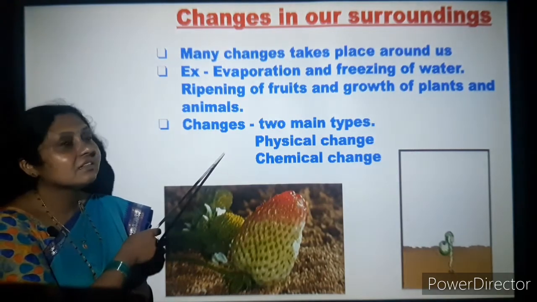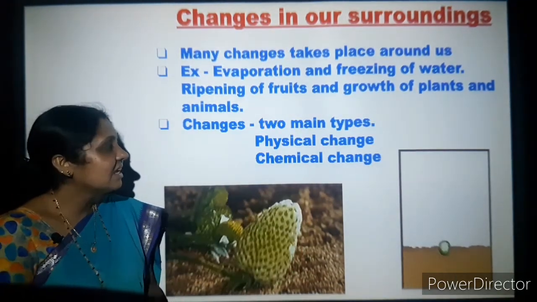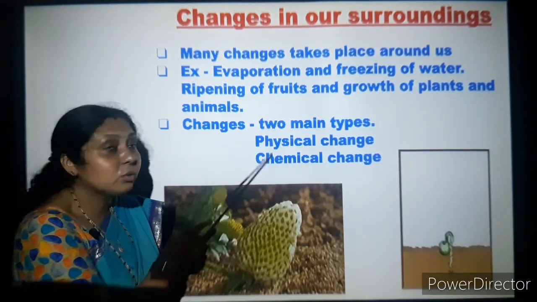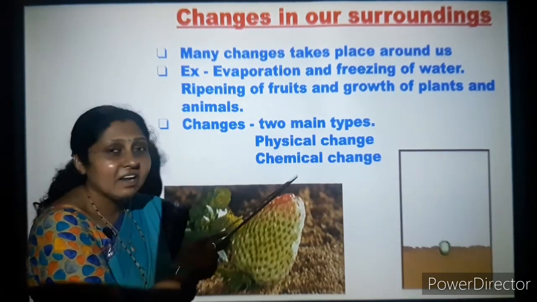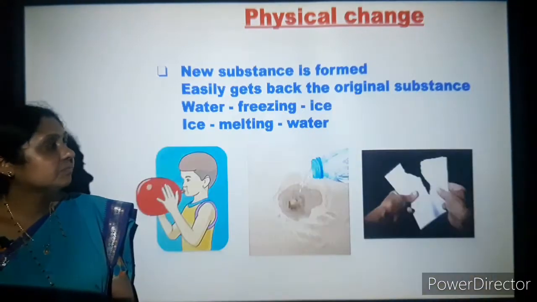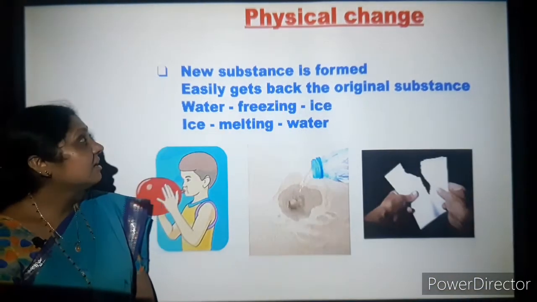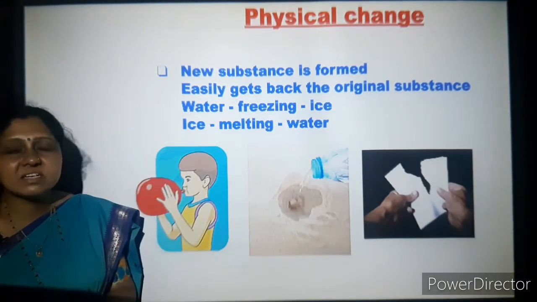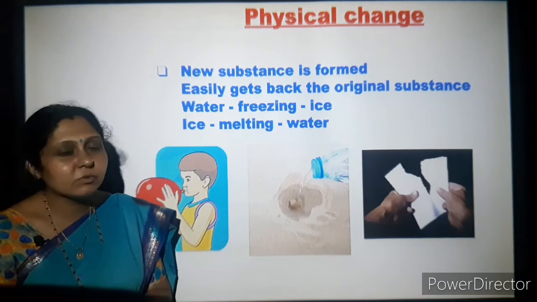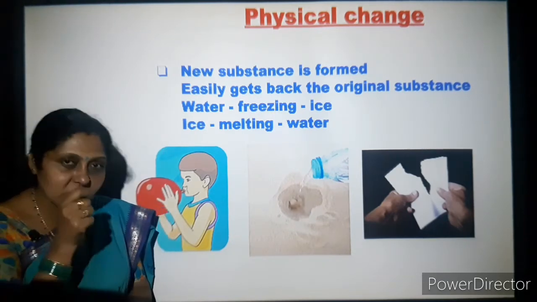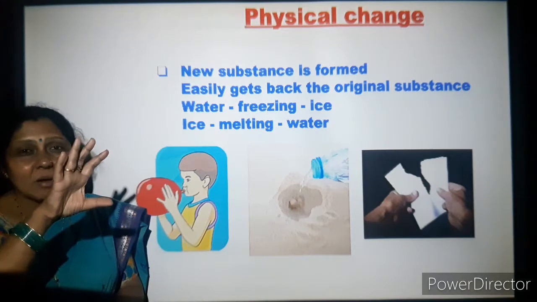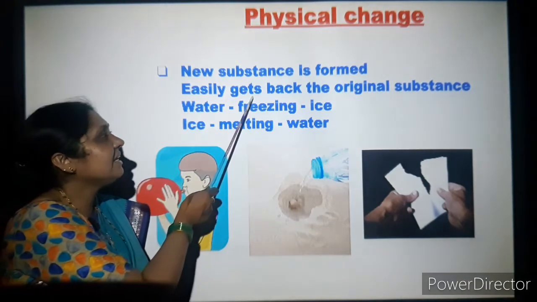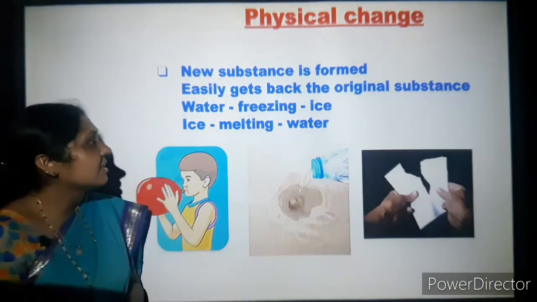Now, there are two types of changes, that is physical change and chemical change. Physical change. Usually when it comes to physical change, a new substance is formed. As I gave you the example, when you sow a seed, you will get a plant from that. A new substance is formed, then easily gets back the original substance.